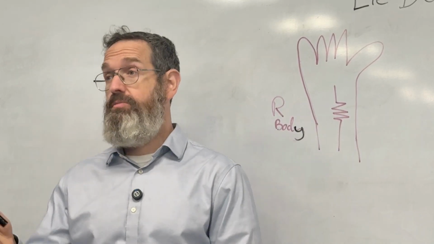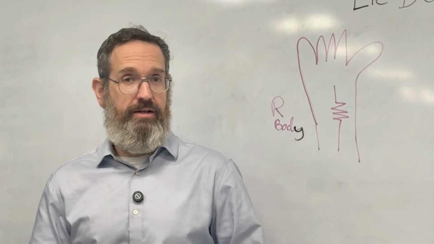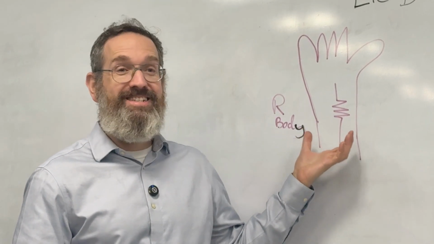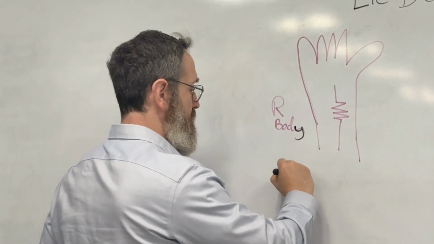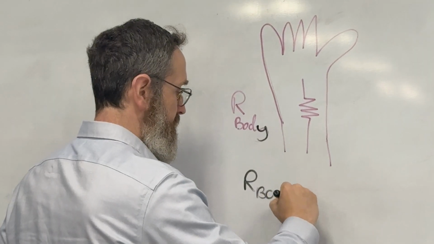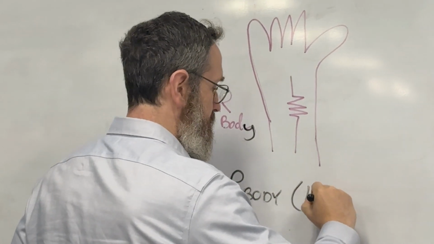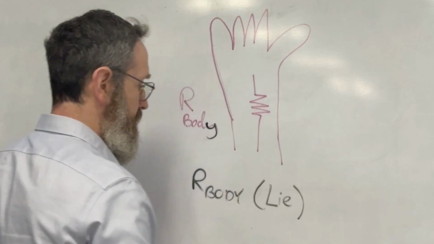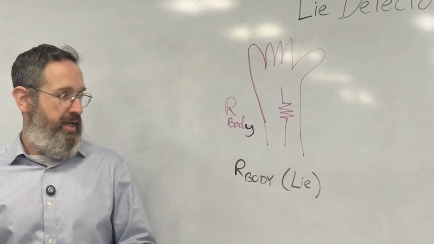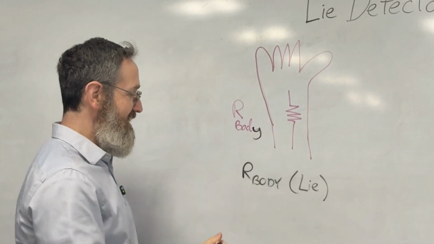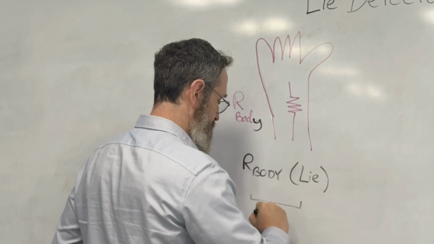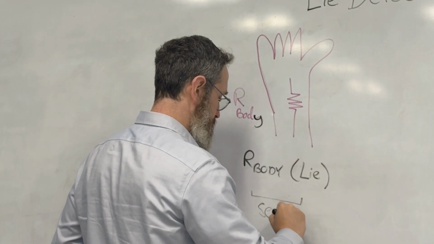Not that all the other measures you're talking about are not valid. I think heart rate and all that is very good as well. But it's a resistive sensor, and so we're assuming that the resistance of the body is a function of whether or not they're telling a lie. And so this is, in a sense, our sensor.